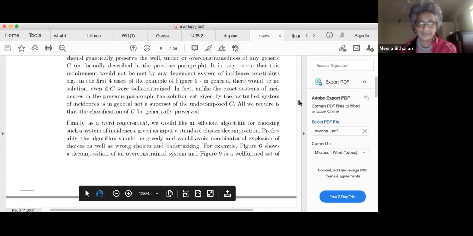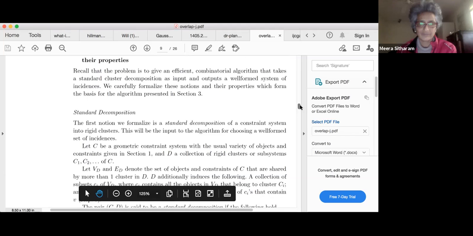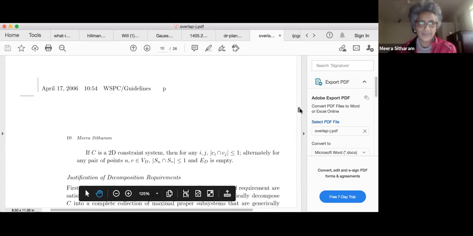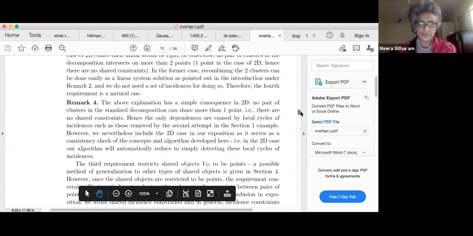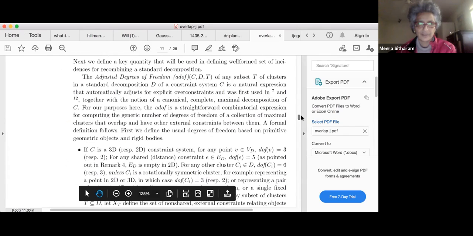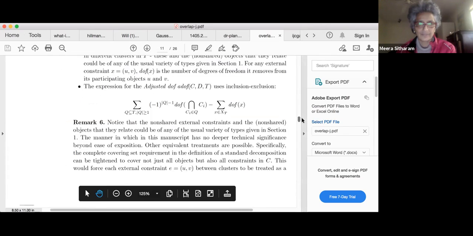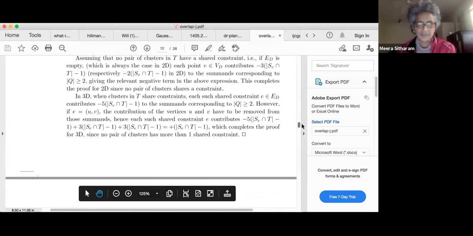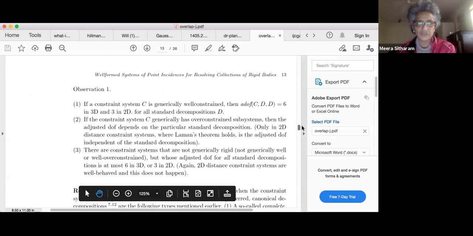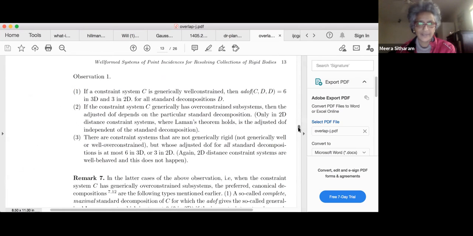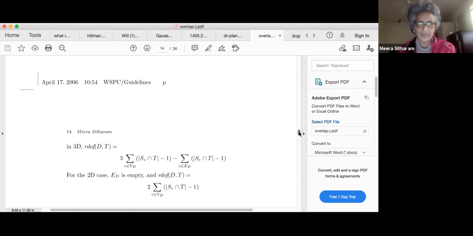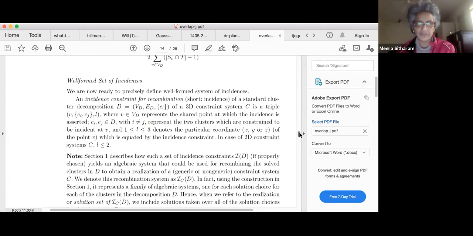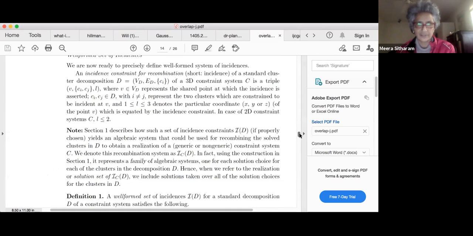if you choose dependent constraints. We have the complete maximal decomposition, which we know about, which we're going to assume, the canonical decomposition. And so we're using a simple count of the degrees of freedom. We're assuming everything is independent and so on. Under this assumption, we're going to define a well-formed system of incidences.